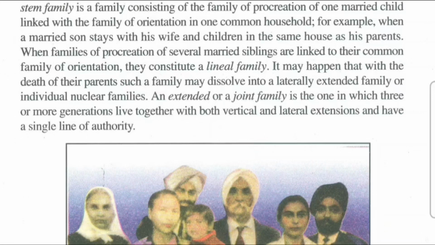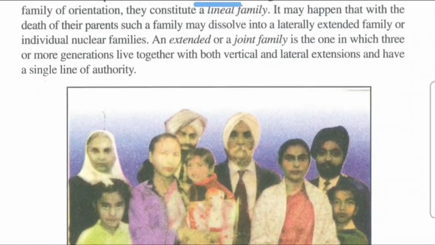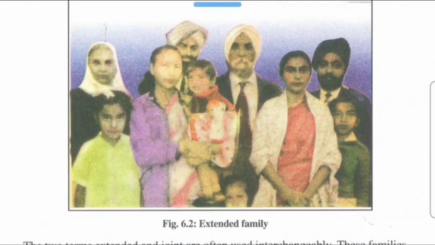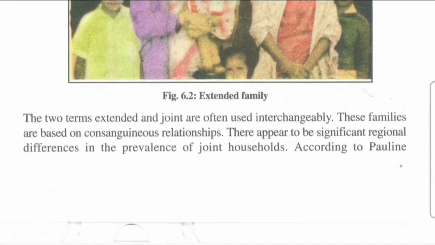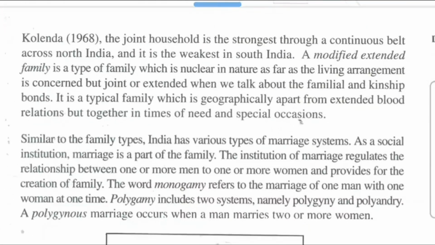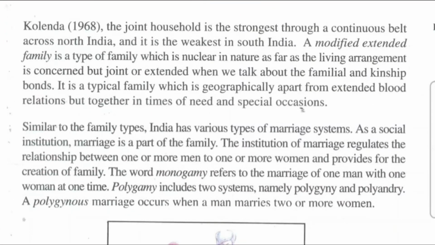An extended or a joint family is one in which 3 or more generations live together with both vertical and lateral extensions and have a single line of authority. Fig 6.2 Extended family. The two terms extended and joint are often used interchangeably. These families are based on consanguineous relationships. There appear to be significant regional differences in the prevalence of joint households. According to Pauline Kolenda, 1968, the joint household is the strongest through a continuous belt across North India, and it is the weakest in South India.